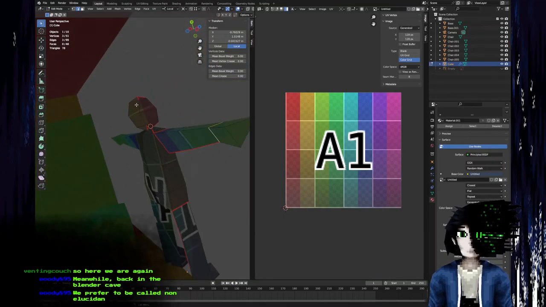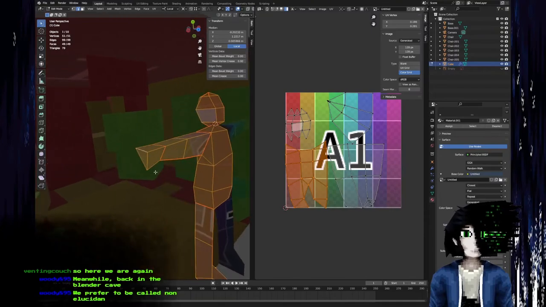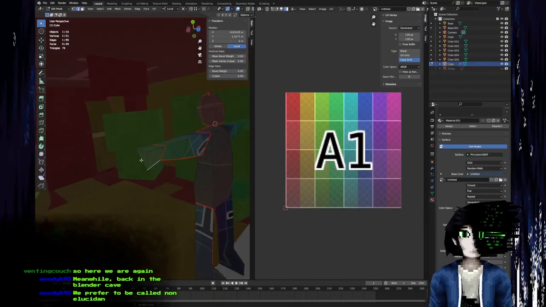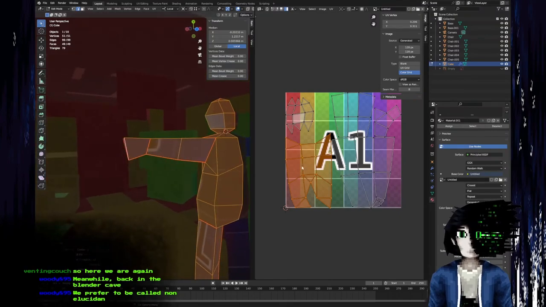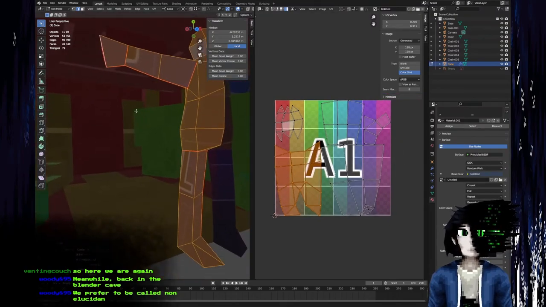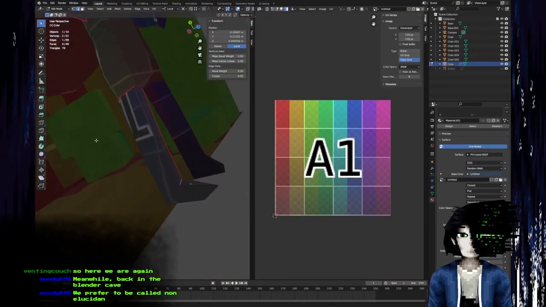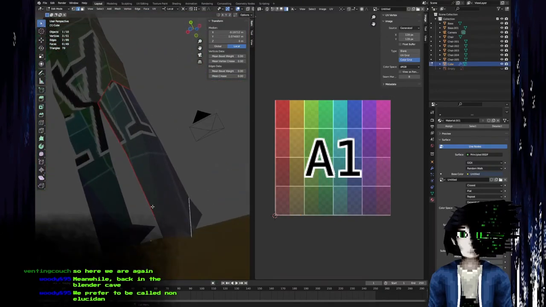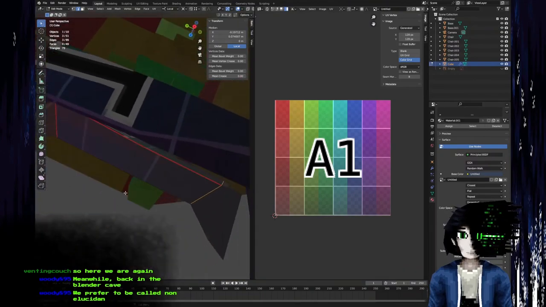Okay, again, I'm gonna separate the hand out from the rest of the arm just so I can get a really clean, simple unwrap on the arm. Yeah, hands tend to get a bit weird. You look at the texture of a hand and you go, I do not understand how that maps to a hand, but it seems to work, so okay.